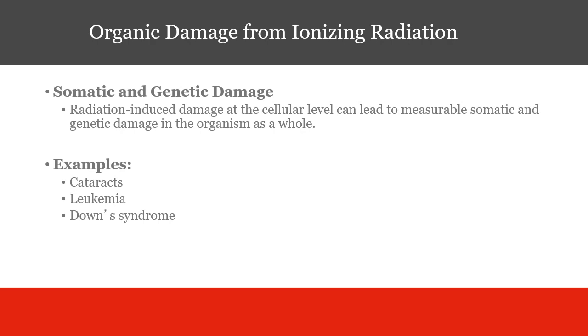On the other hand, Down syndrome is a type of genetic damage because it's due to damage to genetic cells, specifically a trisomy disorder on the 21st chromosome.